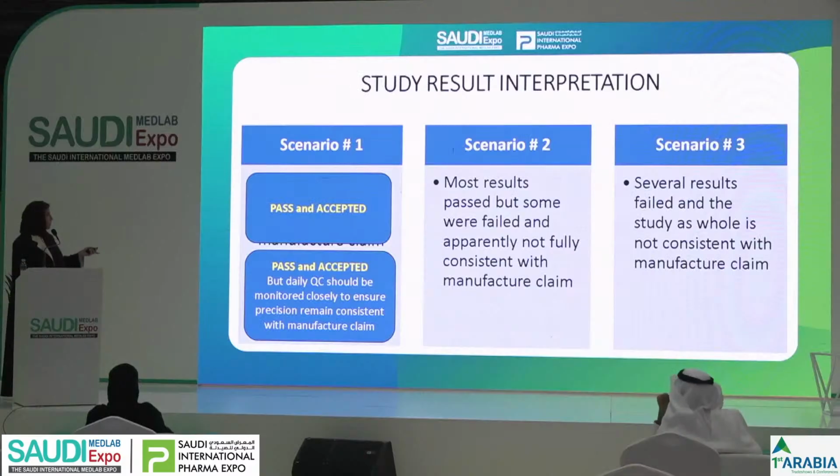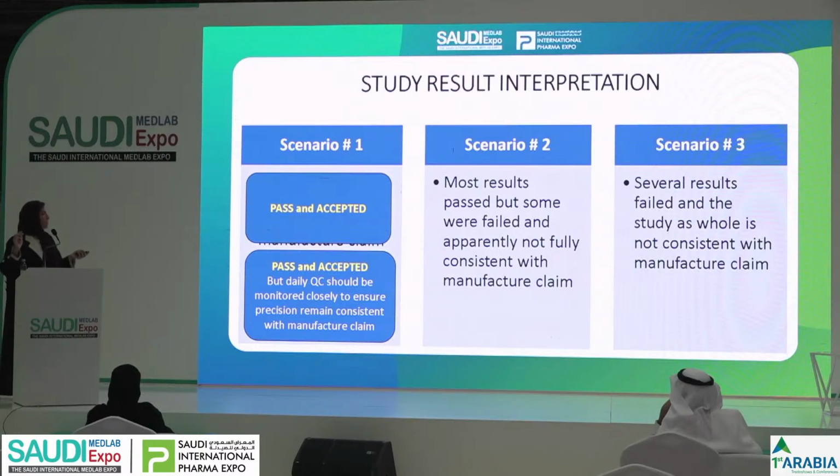In the first scenario, 1A, pass and accept, clear. The second one, pass and accept, but on your daily QC, you should monitor closely to ensure the precision is still consistent. Make sure that you are not out, because if I am barely in, that means my analyzer or my system, or my QC, will be out at any time or any day. So I have to closely monitor whether I am running on the negative side or positive side.